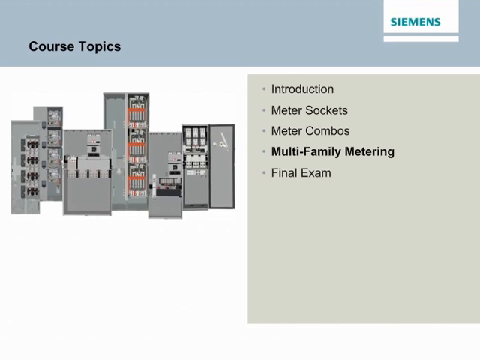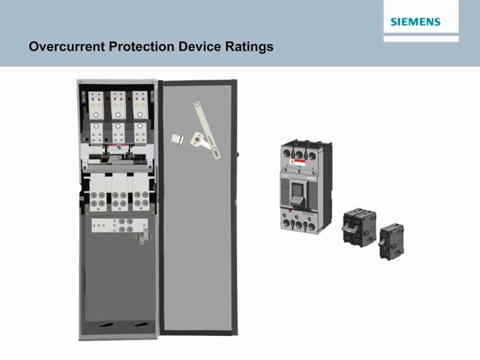Let's begin Section 4. This part of the basics of meter mounting equipment covers Siemens multifamily metering. Overcurrent protection devices, such as circuit breakers and fusible switches, are rated according to the maximum voltage they can handle. The voltage rating of the overcurrent protection device must be at least equal to the circuit voltage. The voltage rating can be higher than the circuit voltage, but never lower.